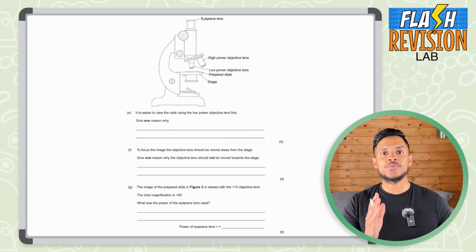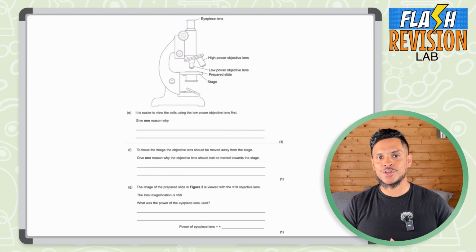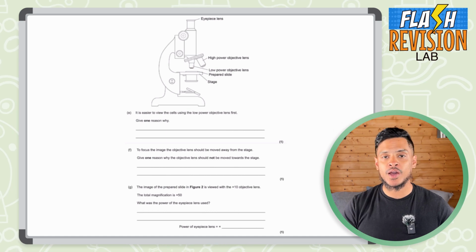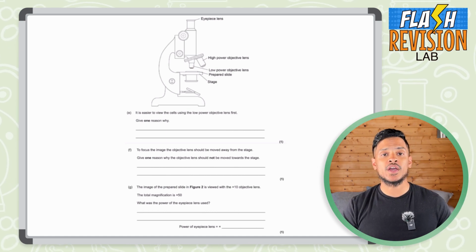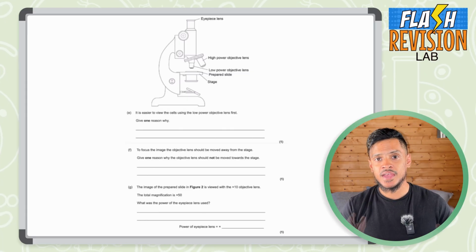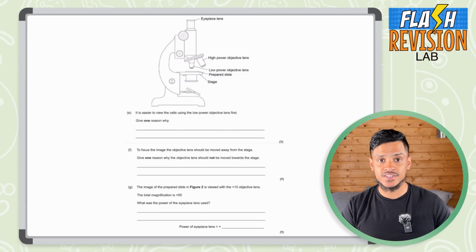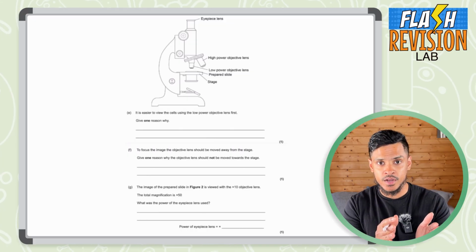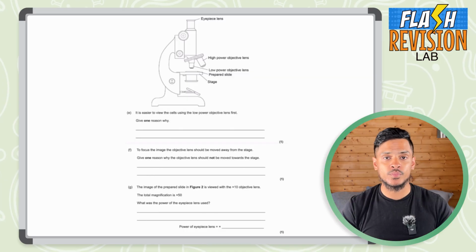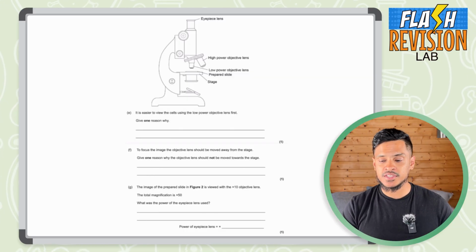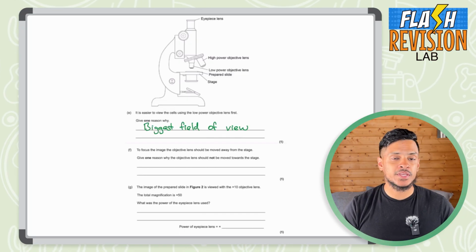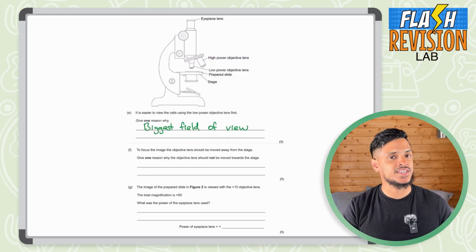So here's a question on the required practical on microscopes. Here it asks us why it's easier to observe a cell using the lower power objective lens first. The reason why is because you want a big field of view before zooming into what it is that you're looking at. If you were to look at an image with a high magnification first, you'll find that you won't know where you are and you won't know what you're looking at. But if you start with a big field of view and slowly zoom into what it is you're looking at, it's much easier. So for this answer, to get 1 mark, you have to say it's the biggest field of view.